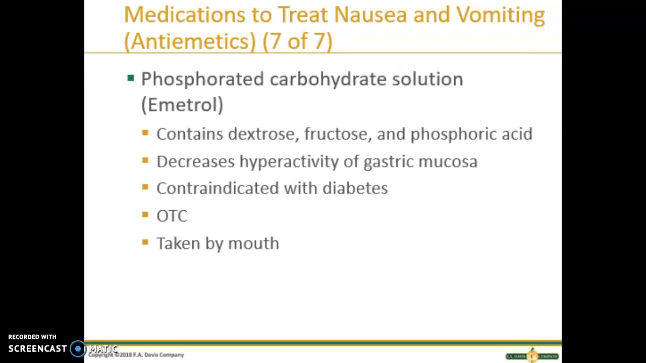Phosphorated carbohydrate solutions like Emetrol have glucose, fructose, and phosphoric acid. It is an over-the-counter antiemetic taken to relieve nausea and vomiting, and it decreases hyperactivity of the gastric mucosa. It is contraindicated with diabetes, so that's important to note. It is, again, over-the-counter, and it is taken by mouth.